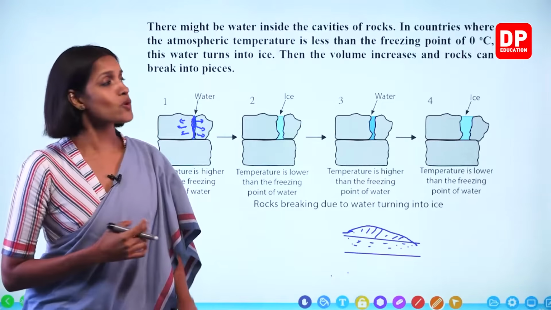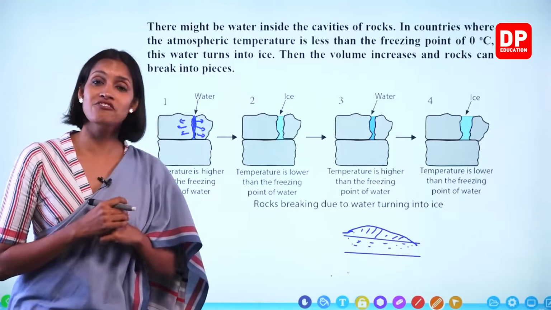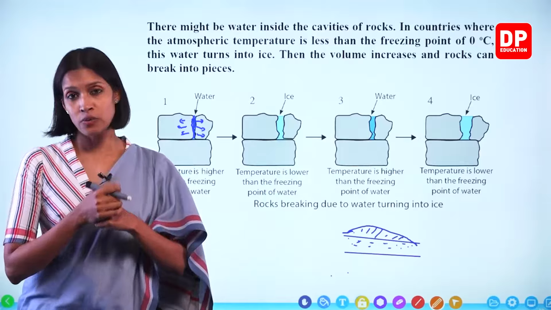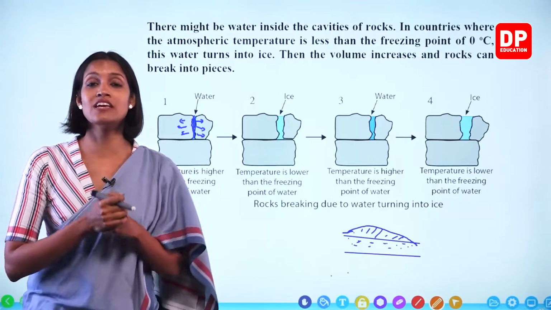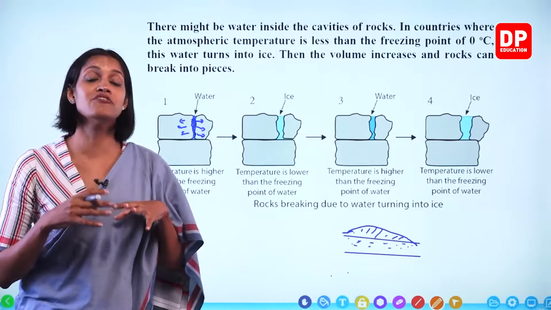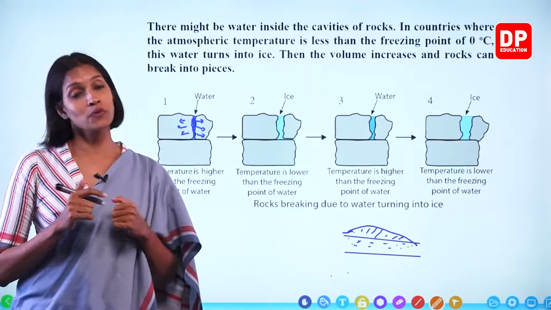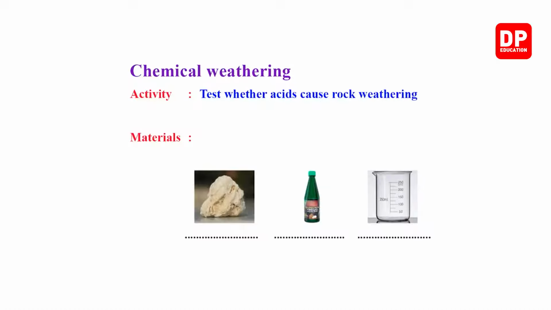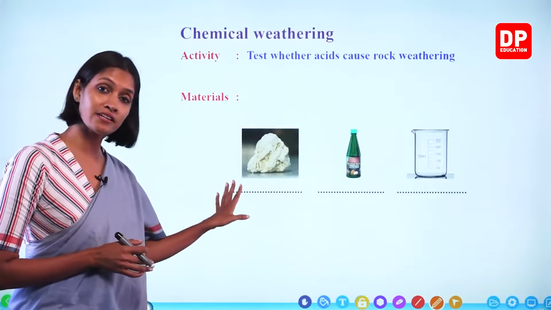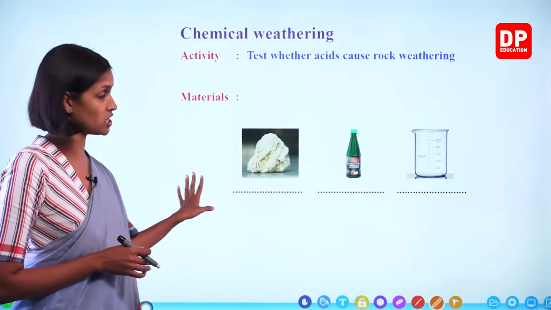Okay, children. So I hope you understood very well how physical weathering or mechanical weathering takes place because of different factors like heat, water and wind. Okay, children, we'll move on to the next. Now we are going to learn about chemical weathering, how breaking down of rock takes place because of chemical substances present in the environment. Okay, in order to understand this one, we are going to do a small activity.